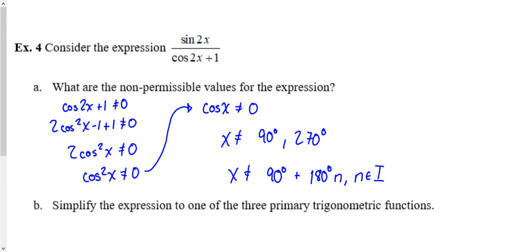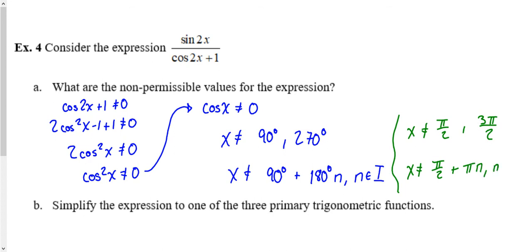If you had done this in terms of radians, you'd get the same answer. It's just you'd have x cannot equal pi over 2 and 3 pi over 2. And your restriction general statement would be x cannot equal pi over 2 plus pi n, where n is an element of an integer.